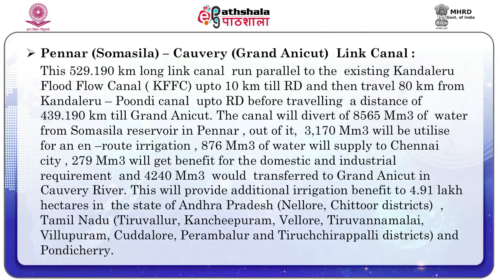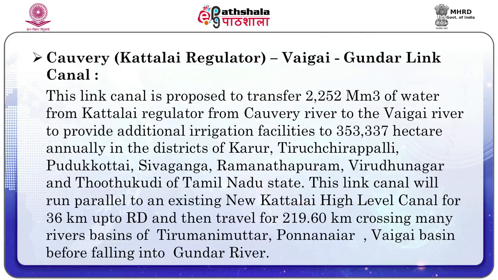Pennar-Somasila-Kaveri-Grand Anicut link canal. The 529.190 km long Pennar-Kaveri link canal runs parallel to the existing Kandaleru flood flow canal for 10 km, then travels 80 km from Kandaleru to the Poondi canal, before travelling a distance of 439.190 km to the Grand Anicut. The canal will divert 8,565 million cubic meters of water from the Somasila Reservoir on the Pennar. Out of it, 3,170 million cubic meters will be utilized for en route irrigation, 876 million cubic meters of water will be supplied to Chennai City, 279 million cubic meters will benefit domestic and industrial requirements, and 4,240 million cubic meters will be transferred to the Grand Anicut on the Kaveri river.